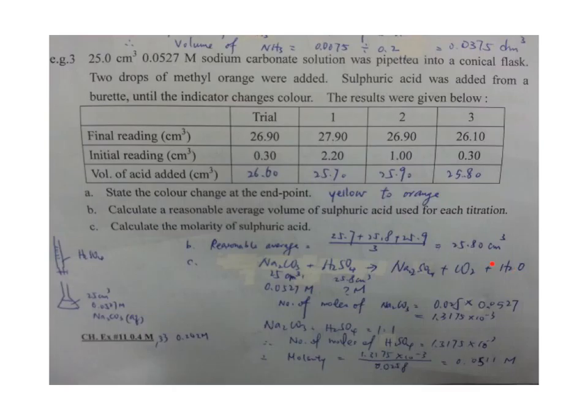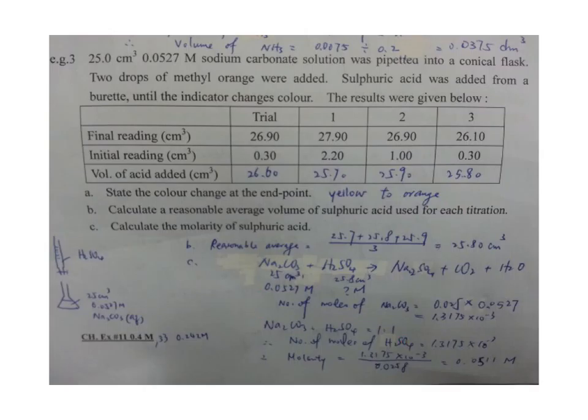Remember you have 2 decimal places. That is because your data taken is to 2 decimal places. So that's why the average should also be corrected to 2 decimal places. Then the calculation is just normal. You write down the equation first, write down the data you have, and then find out the number of moles of given data. This time it is sodium carbonate. You have the full set of data to calculate the number of moles.